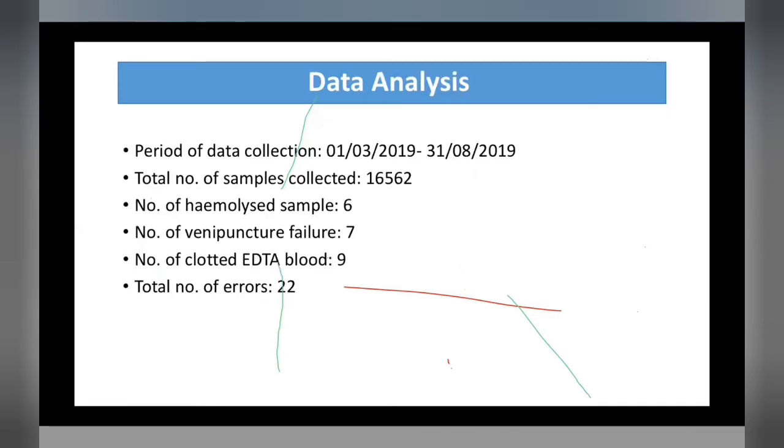So just for this process outcome, for this also we performed one study during the same period, and we collected 16,562 samples. Out of these, 6 were hemolyzed. In 7 cases, there was venipuncture failure. In 9 samples, clot was observed. Total number of errors were 22. 6 plus 7, 13, and 9, 22.